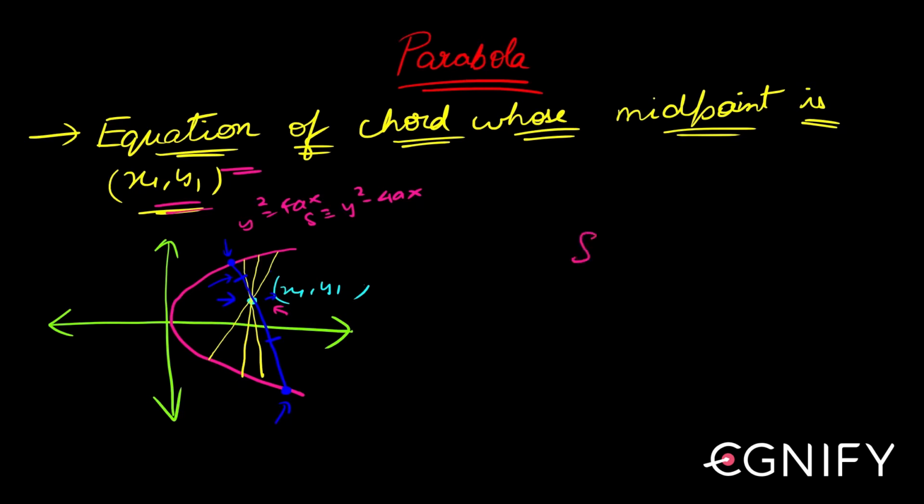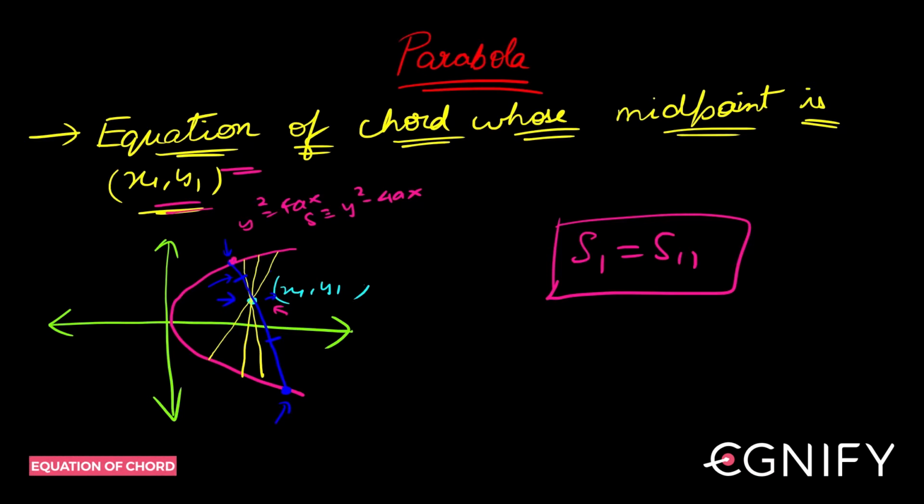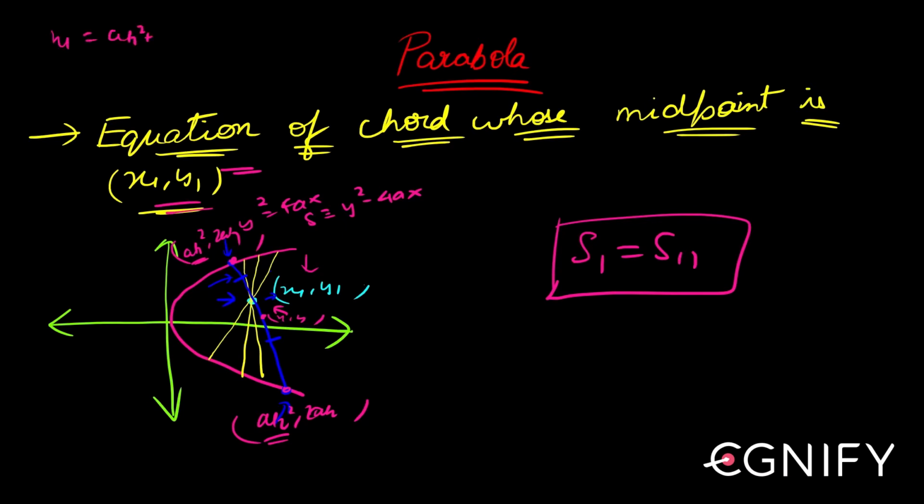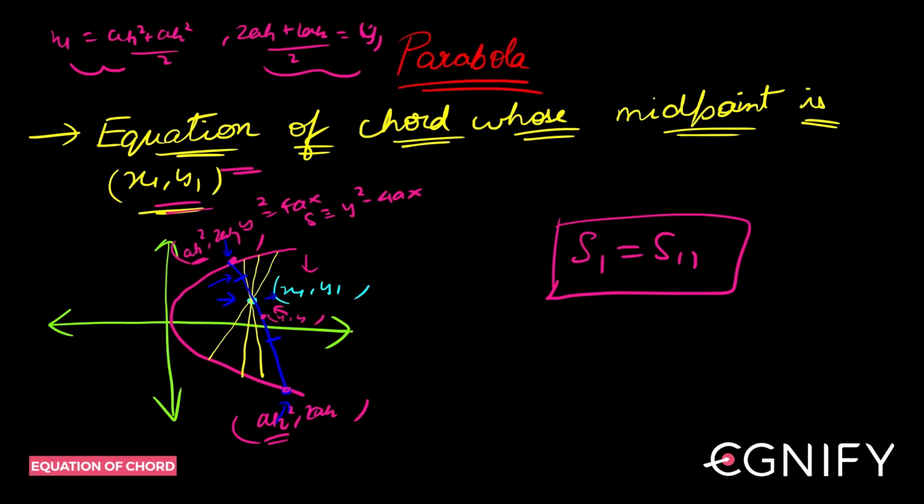The answer to that is using this S1 equal to S11. We have already derived this in circles, and there are ways to derive this in the parabola as well. You can assume this point to be at1 square comma 2at1, and this to be at2 square comma 2at2, and then take a general point on this chord, write the equation in terms of the general point, and finally replace t1 and t2 with x1, y1, because ultimately your x1 will be a(t1 square plus t2 square) by 2, and 2a(t1 plus t2) by 2 will be your y1, right? So you can use these two to replace t1 and t2 finally with x1 and y1. All those derivations, you can just read and understand yourself.